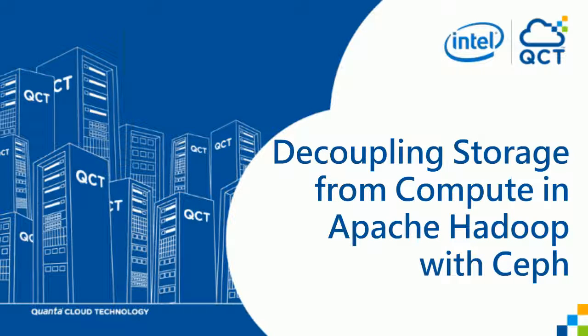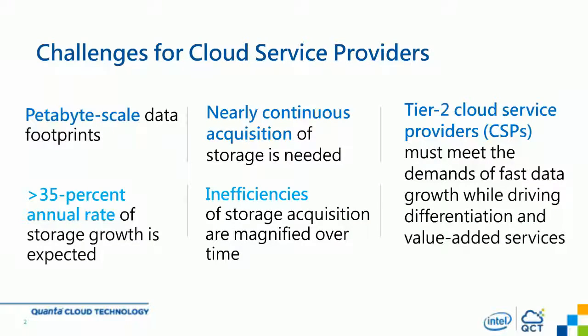Today's webinar is based on a study conducted by engineers at Intel and QCT who engaged with a large service provider to solve their storage problems. The problem encountered by this cloud service provider is endemic to most Tier 2 CSPs, such as online retailers and streaming music services, who constantly face pressure to keep up with the demands of the big data age.